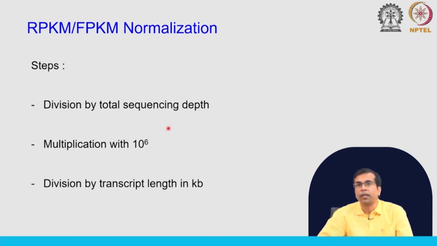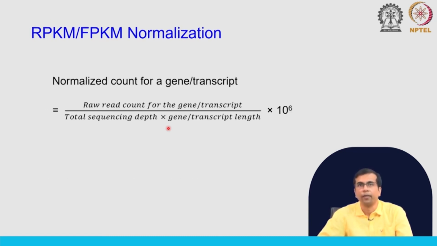Then we actually normalize for gene length, and to do that we divide by transcript length in kb. So, this is gene length or transcript length in kb. That is something you should note. So, the formula is like this. We get the normalized count for a gene or transcript by dividing the raw read count by the total sequencing depth as well as by gene or transcript length, and we multiply with 10 to the power 6. So, million, again we understand why we do that.